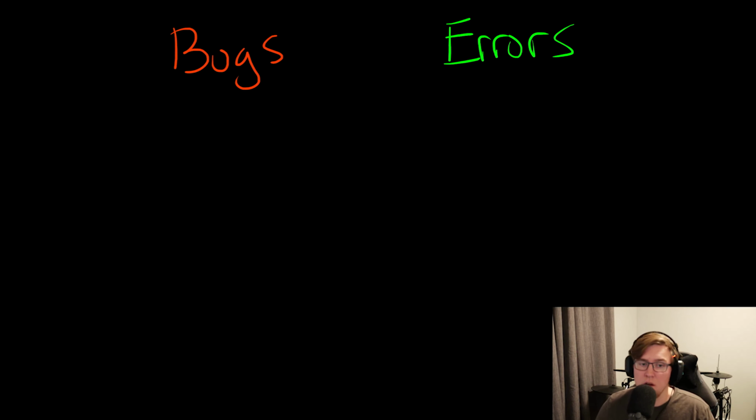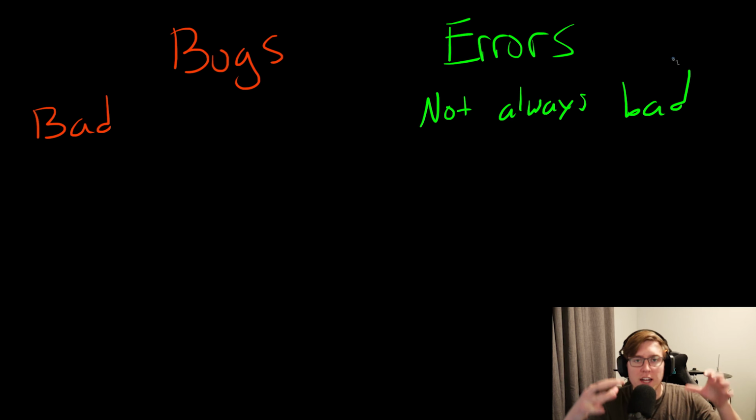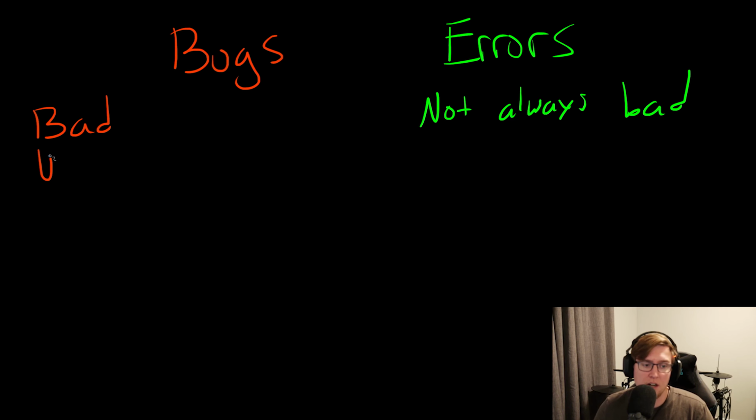In reality, bugs are bad, as you probably know. But the interesting thing is that errors are not always bad. As we've defined them, bugs are unexpected things that are happening in our code. So we want our code to do something, right? It's hopefully something useful. And if it's not doing that thing, then we say we have a bug in our code.